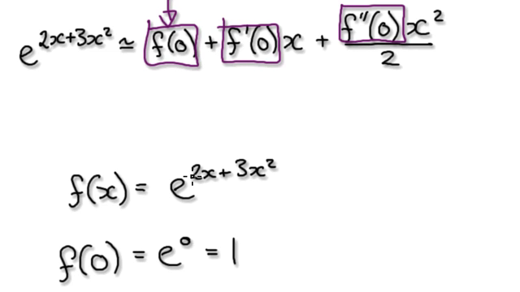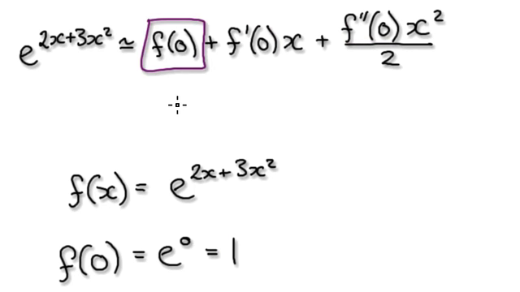Okay, so this bit here will be f of 0, which is you evaluating the function at x equals 0. So you would put 0 into here, and then that will give you 1. So f of 0 here will be 1.